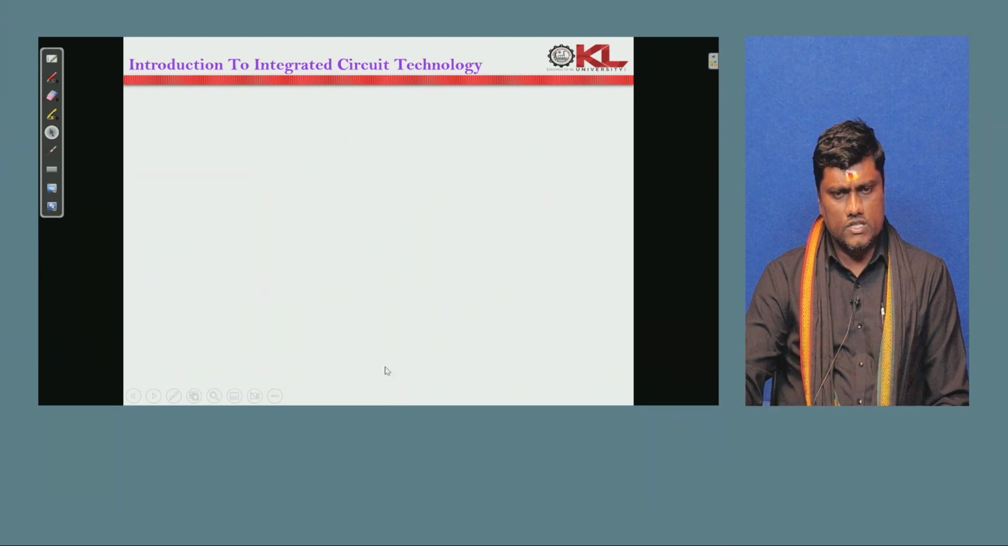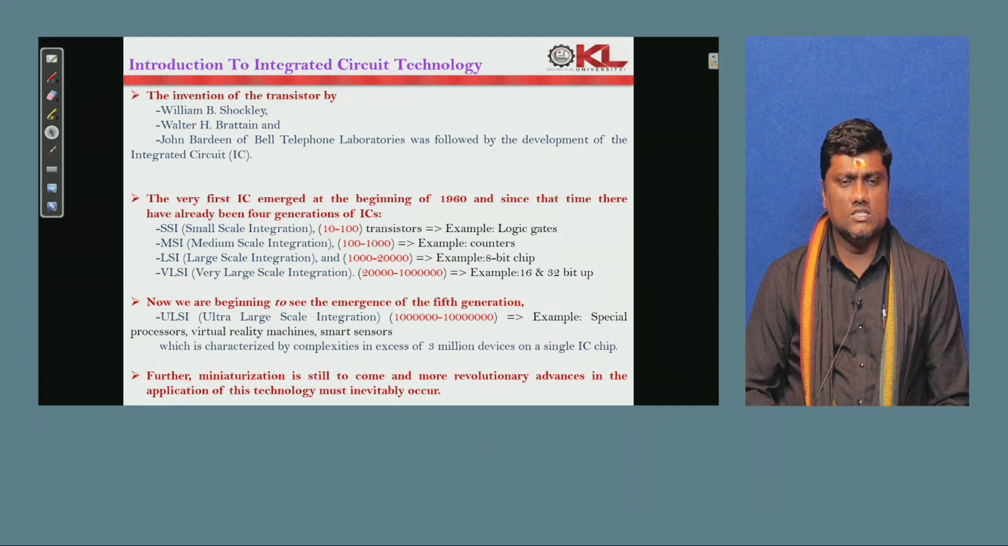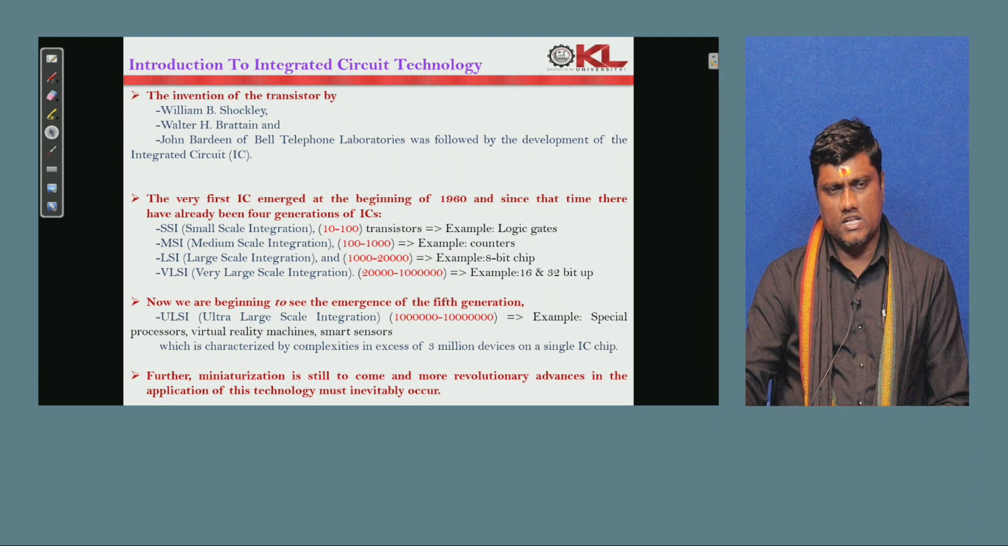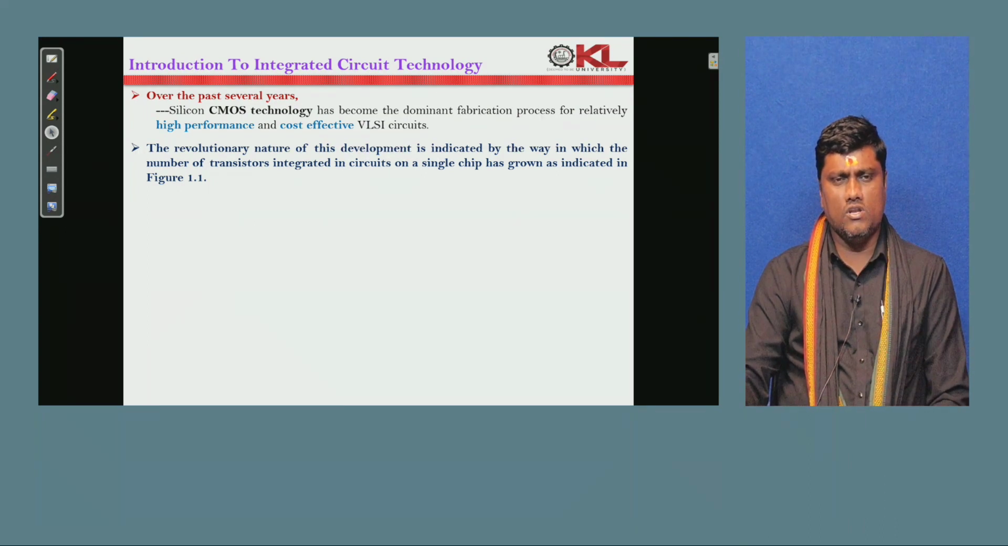So further miniaturization is still possible, because there is no end to innovations in devices, materials and also applications. There is always continuous development of VLSI. Over the past several years, what we have seen is that silicon CMOS technology has become the dominant fabrication process compared with the rest of the technologies.